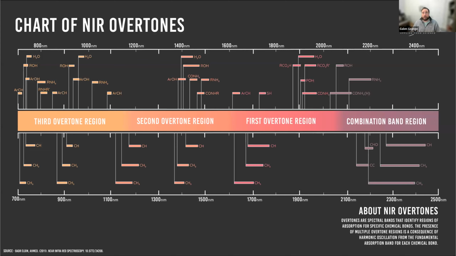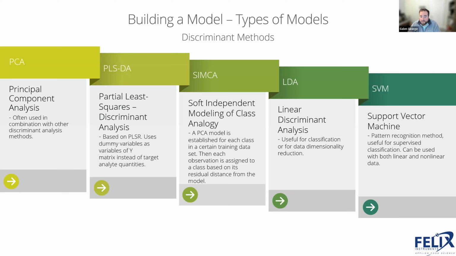LDA, linear discriminant analysis. I would say I see this one and support vector machine are probably second most common to PLS-DA. Linear discriminant analysis is good for both classification and data dimensionality reduction. So just like PCA can reduce data dimensionality, LDA also works really well in that way.